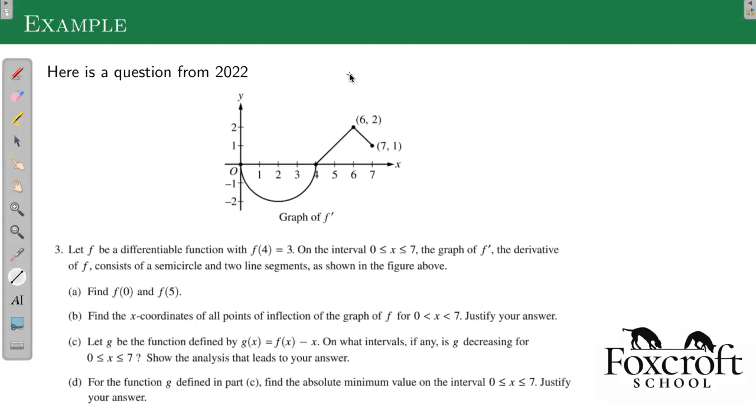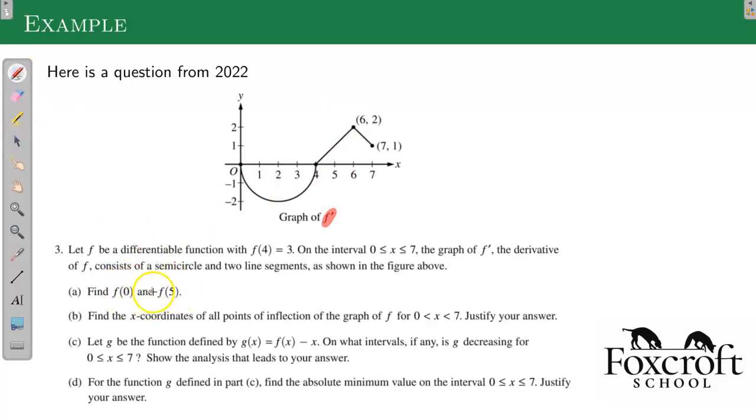All right, so here's our 2022 question. That was a graphical analysis question. All right, so we have this function, it's a semicircle and then 2 line segments. All right, this is the graph of f prime. Oops. So make sure you're, again, just careful with reading the graphs and things. All right, right here, we're f prime. So we want to find f of 0 and f of 5.